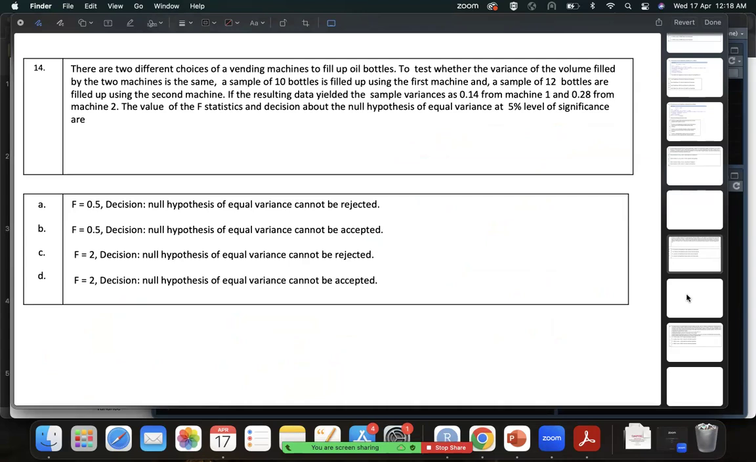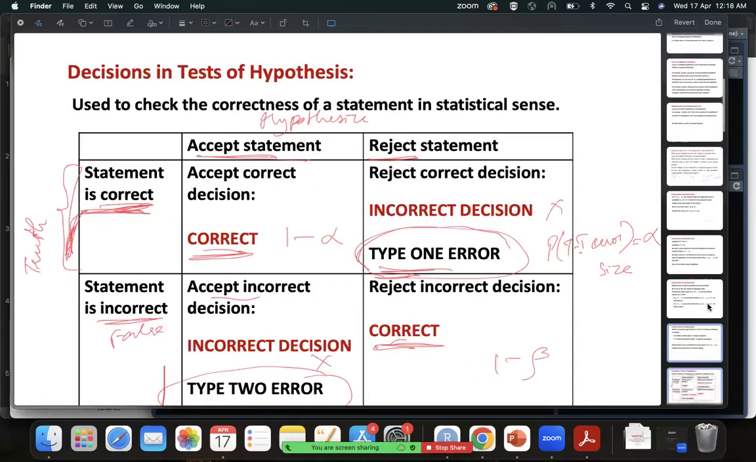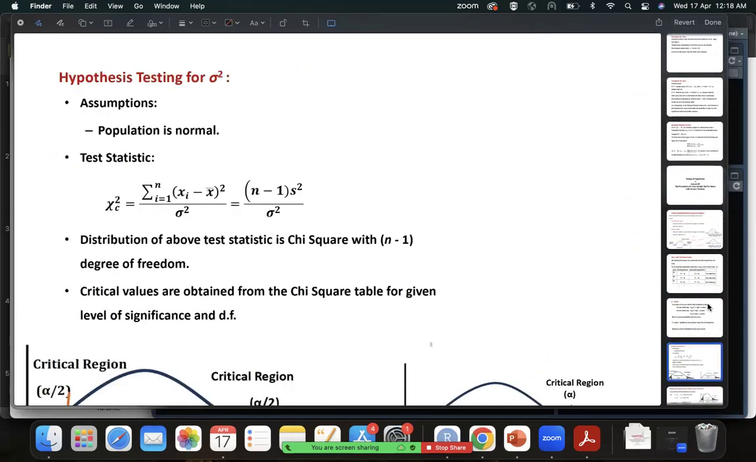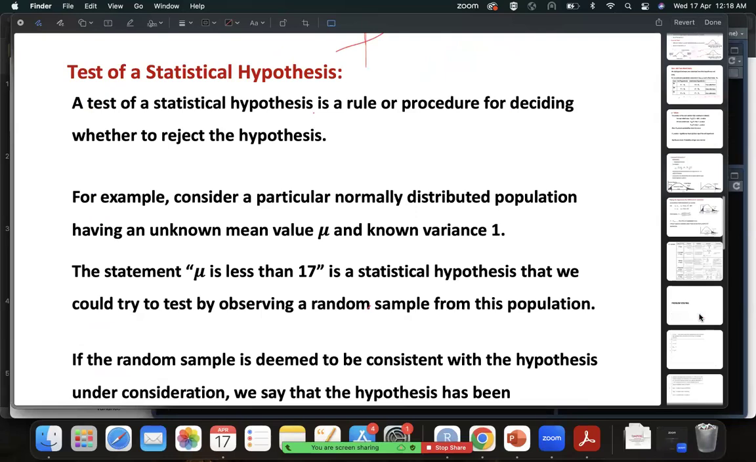There are two different choices of vending machines, to test whether the variance of the bottle is the same. You have to test if variance 1 is equal to variance 2. For a test for variance, testing hypothesis for difference of variances, you use this formula: Fc is equal to 1 by m minus 1 summation xi minus x bar the whole square, divided by 1 by n minus 1 summation yi minus y bar the whole square. So this question is based on that.